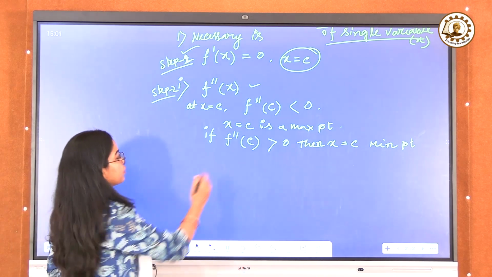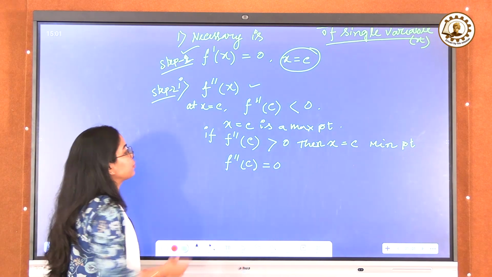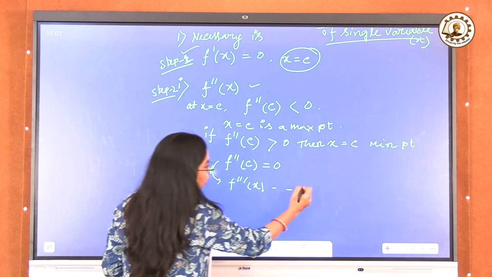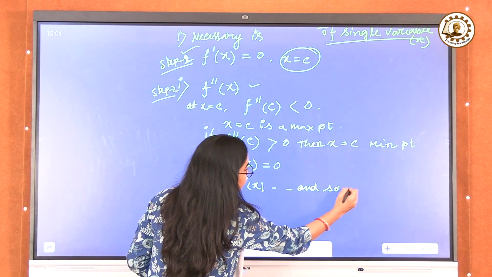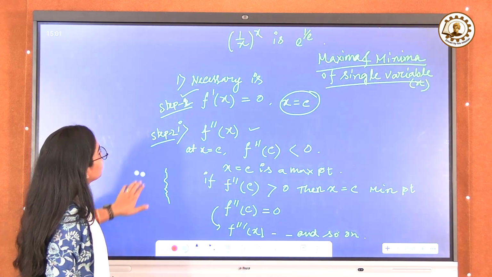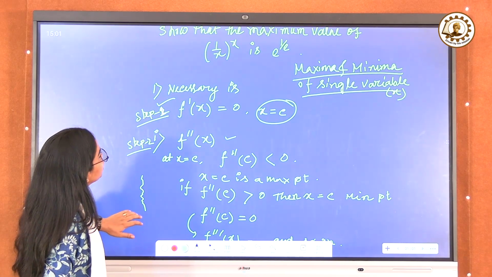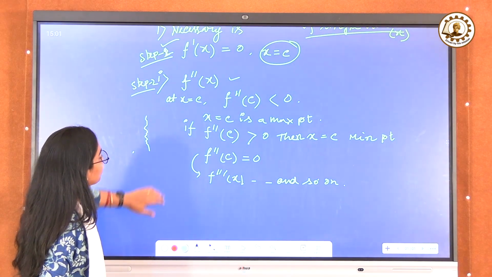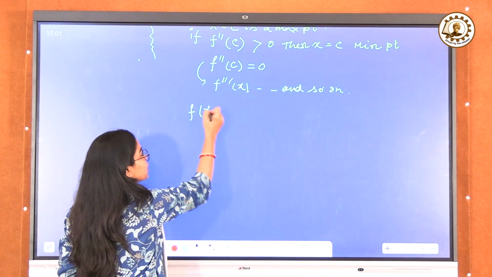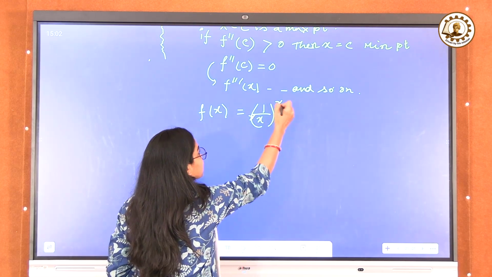And if the second order derivative is equal to 0, then we have to take the derivative again, f'''(x), and so on. Now, using these formulas, we solve this problem. The maximum value of the function (1/x)^x is e^(1/e). f(x) is our function, (1/x)^x.